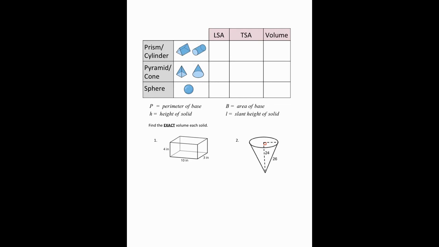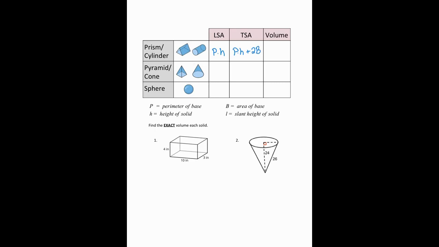So last week we learned 4 formulas. For prisms and cylinders, the lateral surface area was the perimeter of the base times the height of the solid, and the total surface area was that, basically the area of the sides, plus 2 times the area of the base, because there were 2 bases for cylinders and prisms.